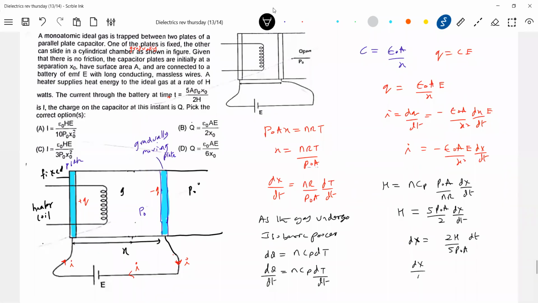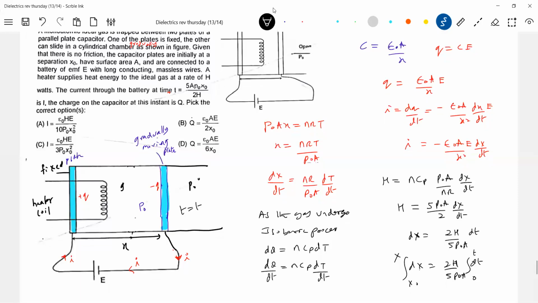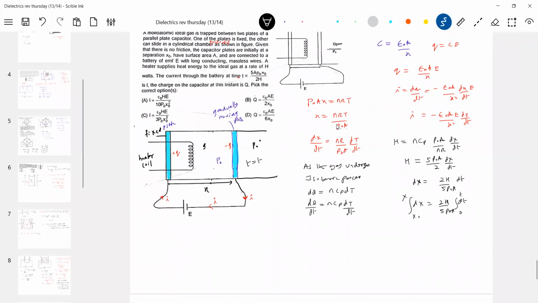initial was x naught, no? Let me integrate. I'll wind up, then you can ask. At t equals 0 it was x naught, and at any instant x. So now this will be x minus x naught equals 2H by 5 P naught A times t.